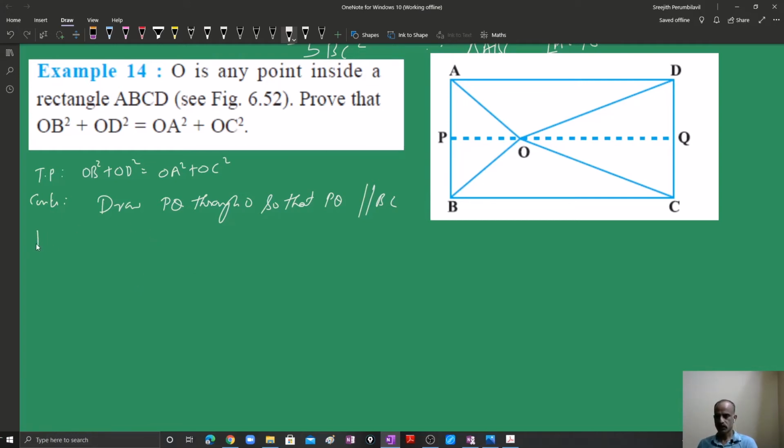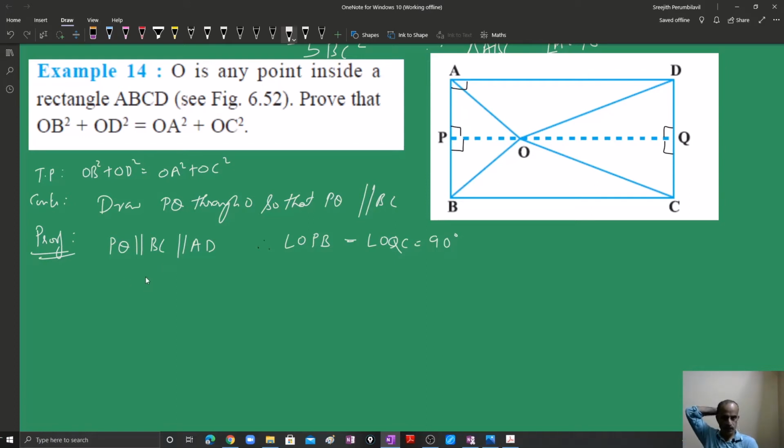So now the proof part. Since PQ is parallel to BC, it is parallel to AD. So what happens is that this angle will be equal to 90 degree. This also equal to 90 degree. These are all 90 degree because it is a rectangle. Right. Therefore, we can say that angle OPB is equal to angle OQC, all equal to 90 degree.